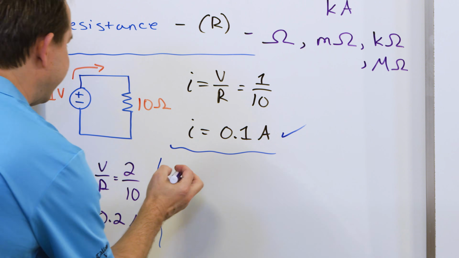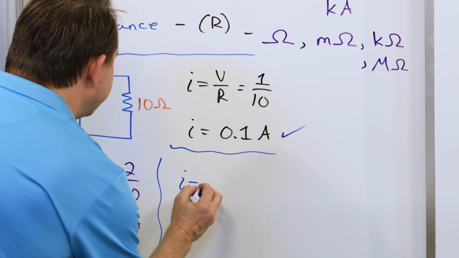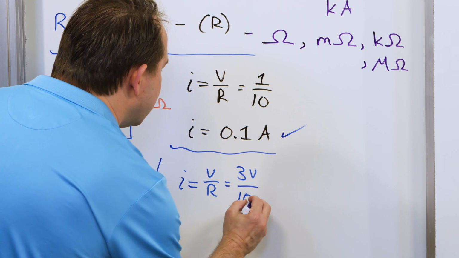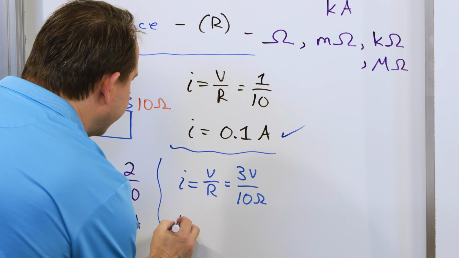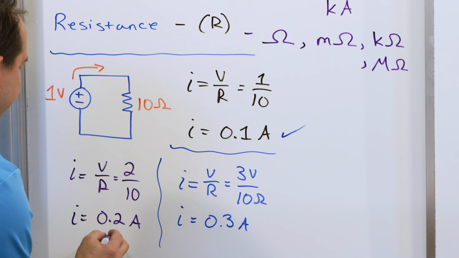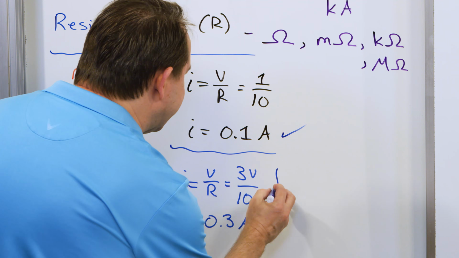Let's do a couple more. Let's say it's 3 volts. I is equal to V over R. Let's say I change this thing to 3 volts, so 3 volts and 10 ohms. So 3 over 10 is 0.3 amps. And we're going to check that. We know that this one's correct. And I'm going to go ahead and calculate the last one again.